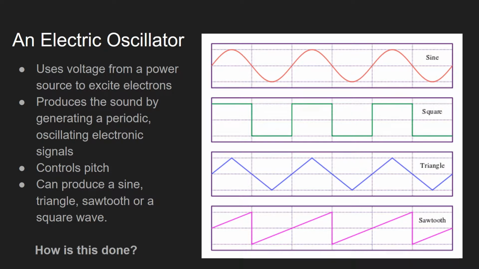So a little bit more about how an electric oscillator works. It uses voltage from a power source to excite electrons, and it can produce sound by generating these periodic oscillating electron signals. So what an oscillator can do is it can control the pitch, and it can produce these different types of waveforms: the sine, square, triangle, and sawtooth.